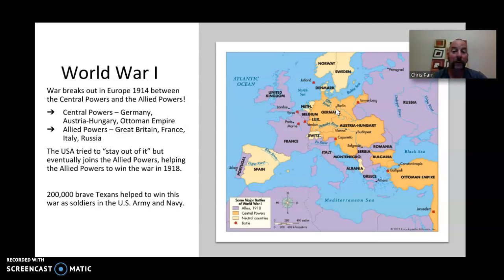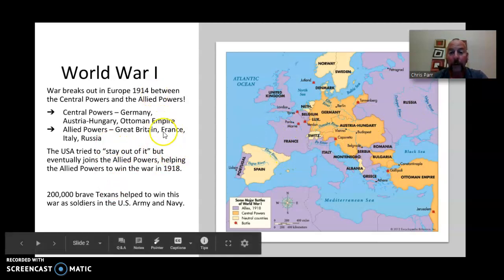But a lot of the people living in Texas and in the United States were from these countries. They had families from these countries. And the United States does get drawn into the war, and we join on the Allied powers team. We're with the United Kingdom, France, Italy, and Russia. When we come in, the Allied powers win the war. About 200,000 brave Texans fought this war as soldiers in the Army and the Navy. So that's World War One.